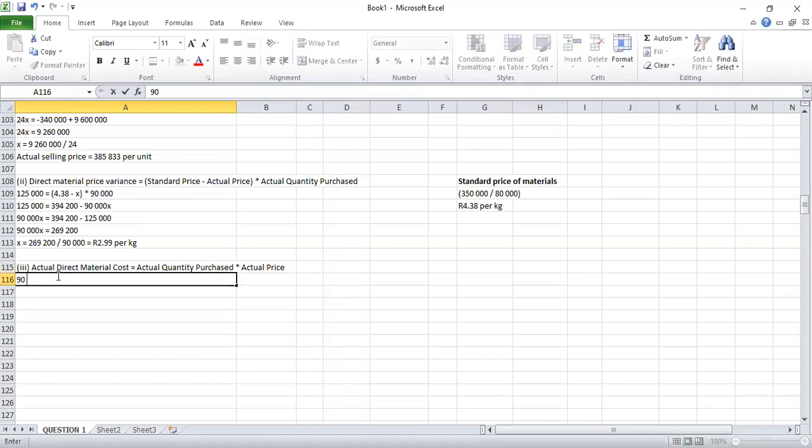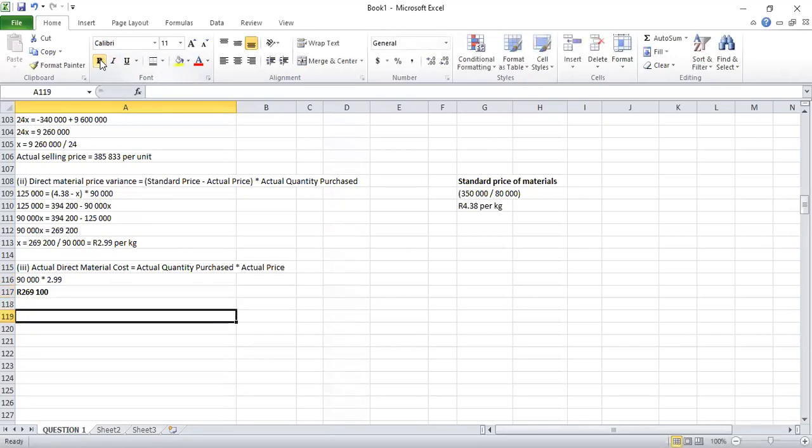So we know that 90,000 kgs were purchased, and the actual price we found up there is 2.99. So what do we get there? $269,100. So that's 269,100. Any questions?